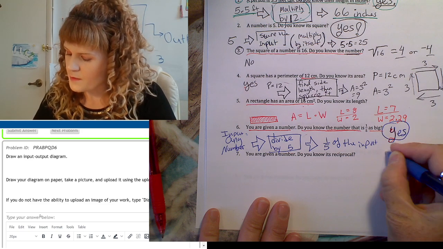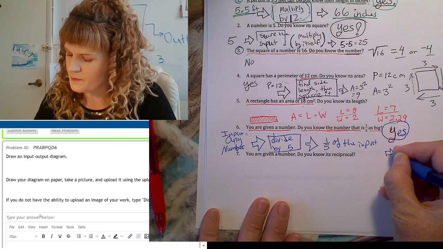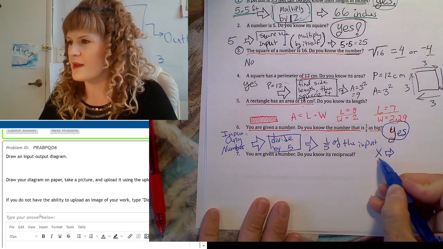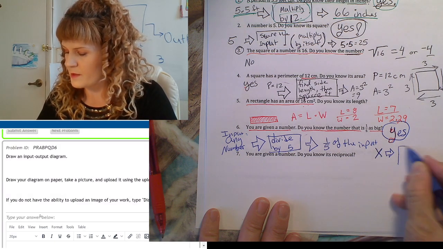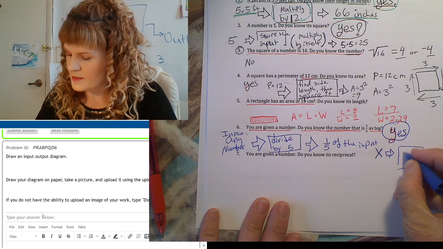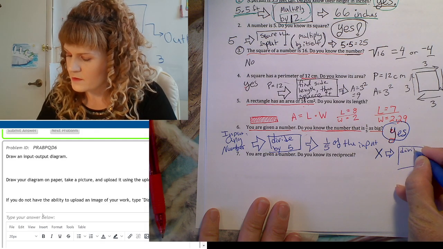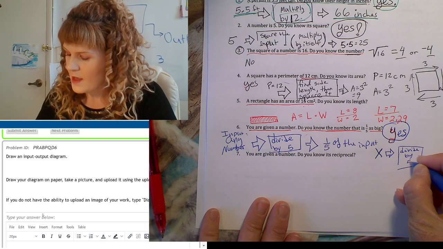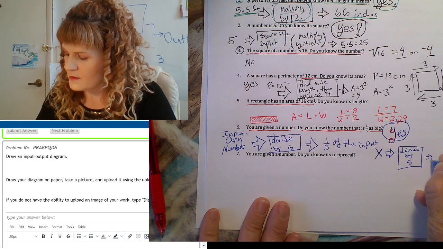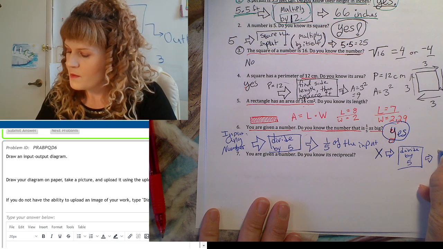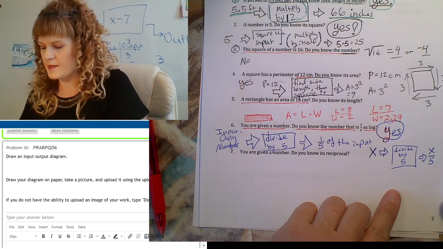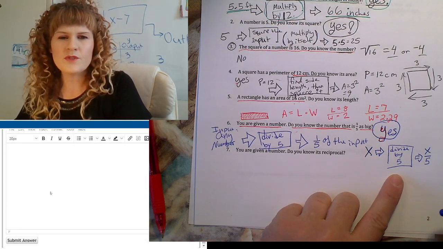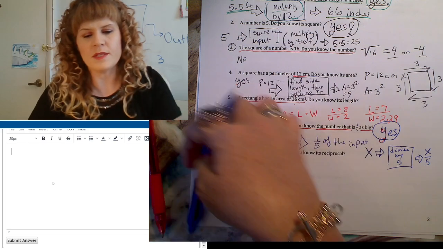Here's another way you could write it. You could show the input is any number, then you just write x. X is any number. And then divide by 5. And the output then is x over 5. That's 1/5 of x.